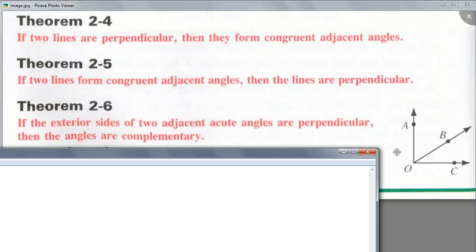Can you give me one of the exterior sides that this theorem is talking about, first of all? OA is correct. Isn't that one of the exterior sides? Exterior means outside, right? What's the other exterior side then? Jonathan? OC is correct. What is this theorem saying? Can somebody explain what this theorem is saying here?